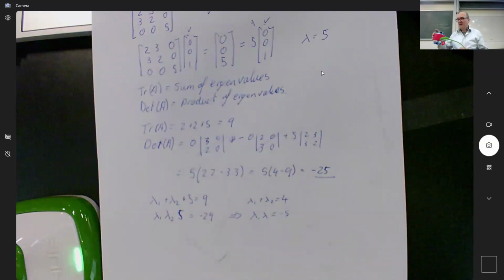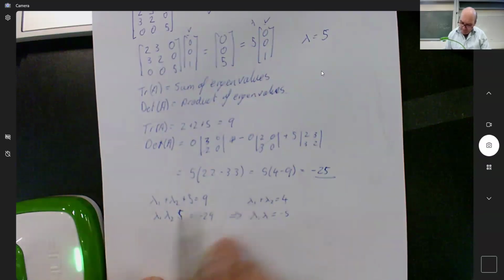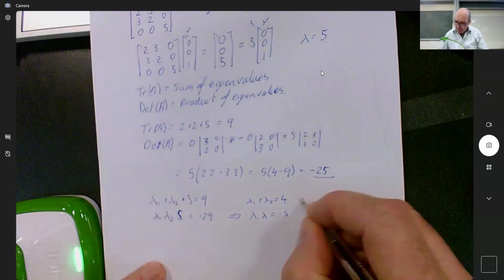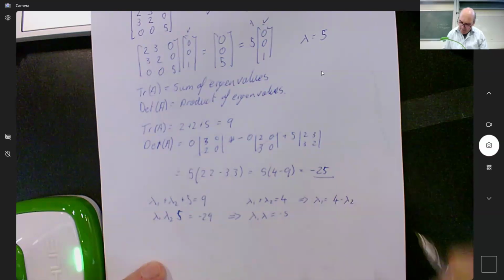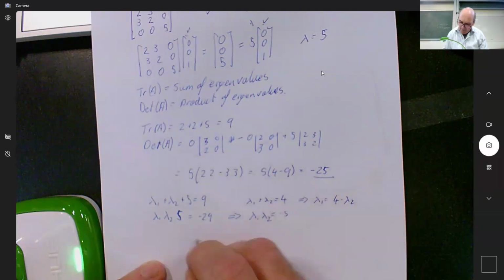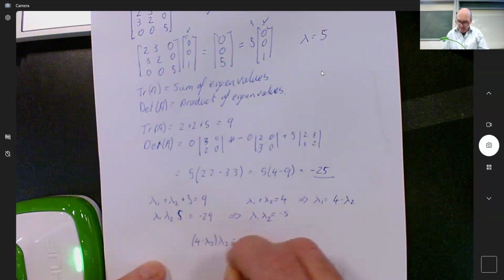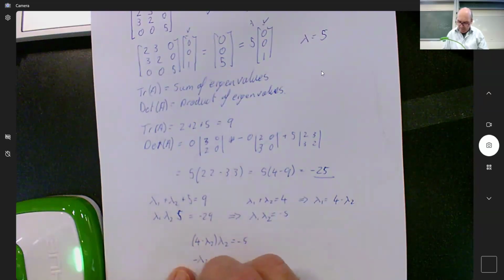If you don't happen to have already seen the answer, sometimes I do this often enough that I can go, hey, that's what the answer is going to be. We're not going to do that. So I'm going to maybe rewrite this to say lambda 1 is equal to 4 minus lambda 2. And so when I come down to this one, I'm going to go 4 minus lambda 2 times lambda 2 is equal to minus 5. A little bit of expanding, so I'm going to get minus lambda 2 squared plus 4 lambda 2 is equal to minus 5.